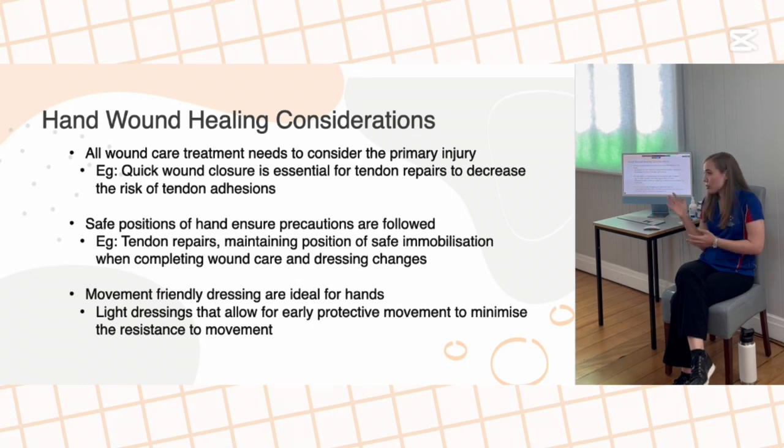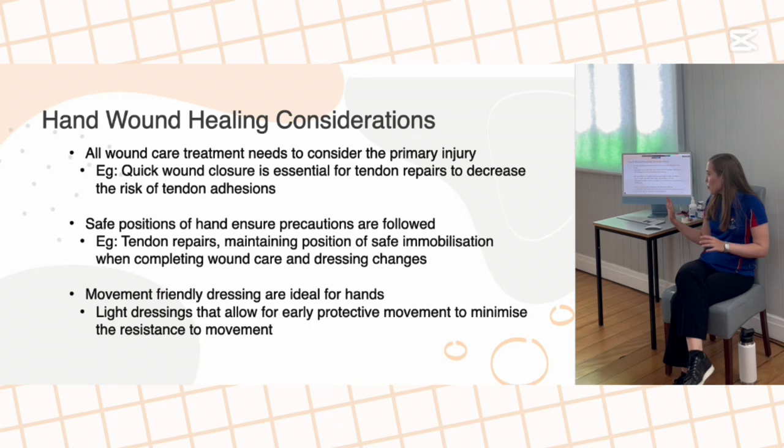The other thing we want to think about with wound care is maintaining safe positioning. Each condition typically has its own position it needs to be kept in. I like using tendons as an example, but we want to maintain the position that they would be in, in the splint, just so that we aren't accidentally breaking that position and then at risk of rupturing.